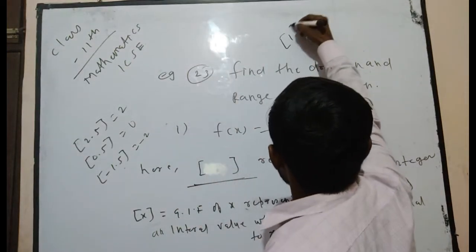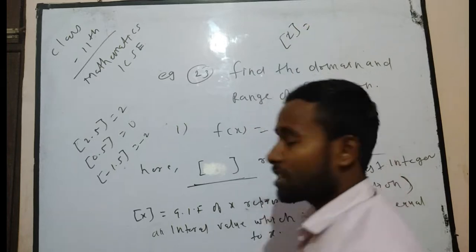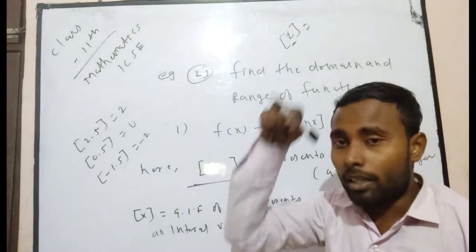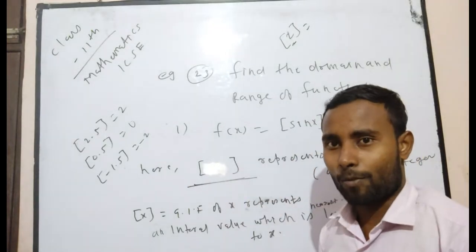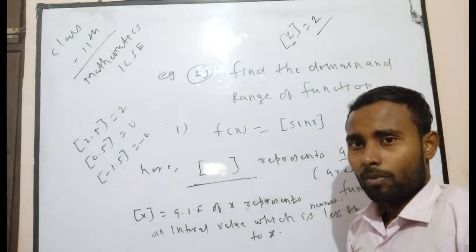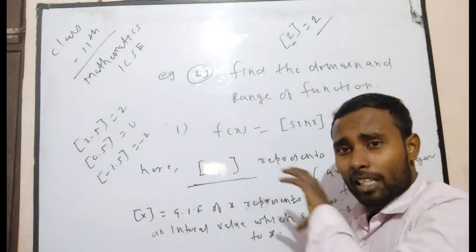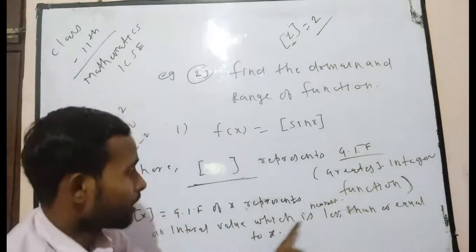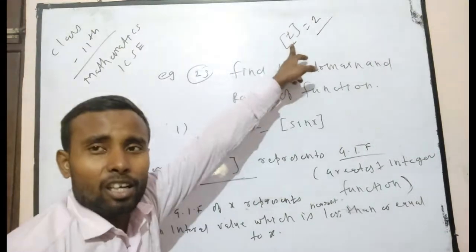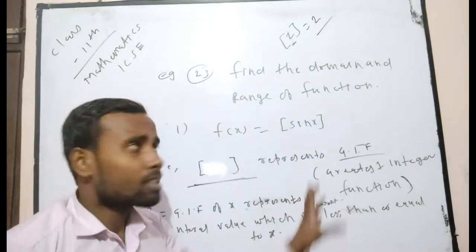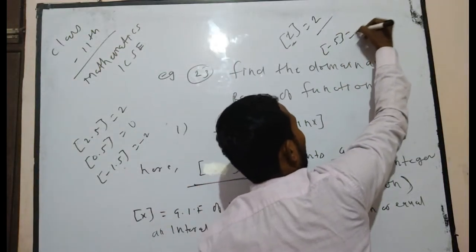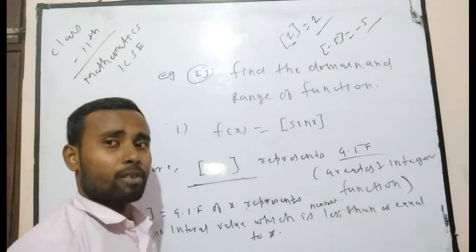Similarly, if you want to find the greatest integer of 2, what can you say about it? It is very simple, because 2 is itself an integral value. So simply write 2. Why do we not go smaller? Because in the definition I have already told you, you have to go nearest, less than or equal to. Here x is already integral, so you don't move anywhere. Simply the greatest integer of 2 will be 2. Similarly, the greatest integer of minus 5 will be minus 5. This is the definition of greatest integer function.